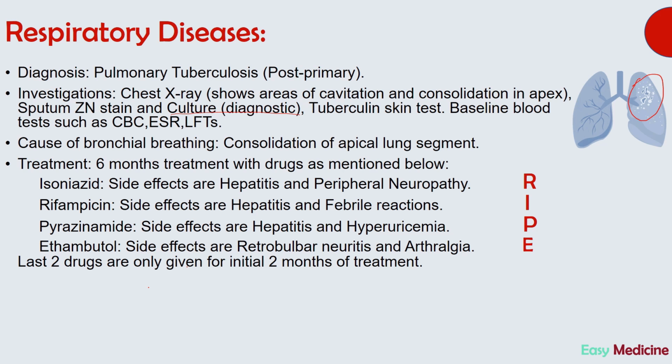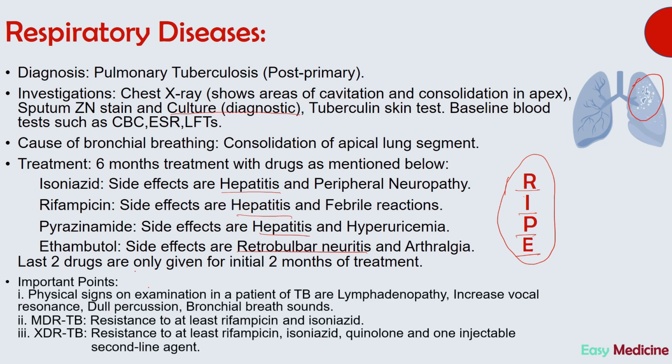The side effect of each of these drugs is written in front, and the most common side effect is hepatitis, except for ethambutol, which affects eye and causes retrobulbar neuritis. One way to remember these drugs is by a mnemonic called RIPE, which stands for rifampicin, isoniazid, pyrazinamide, and ethambutol.